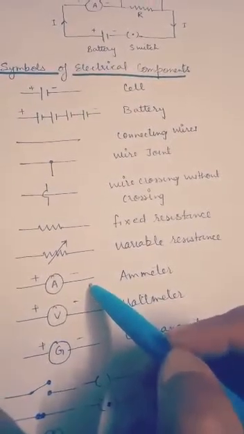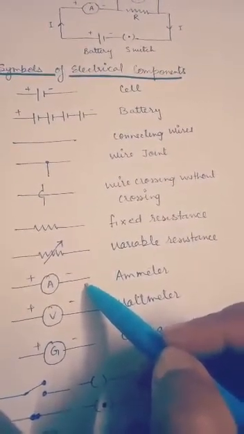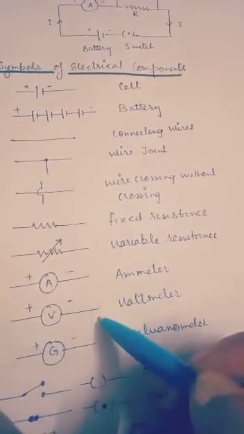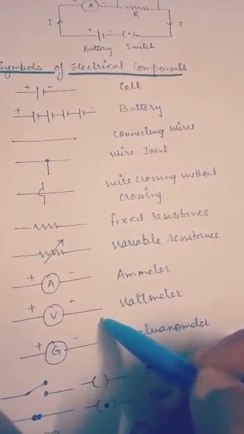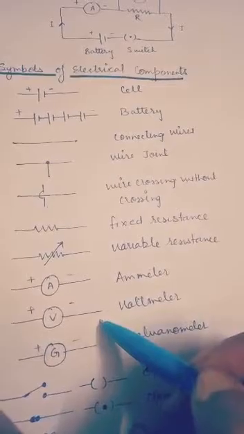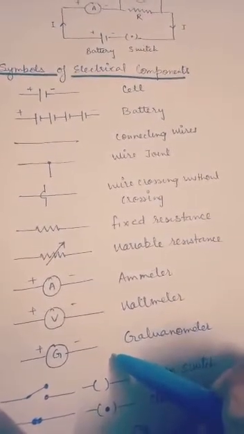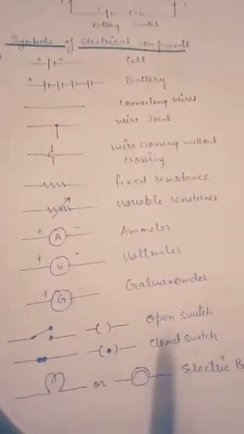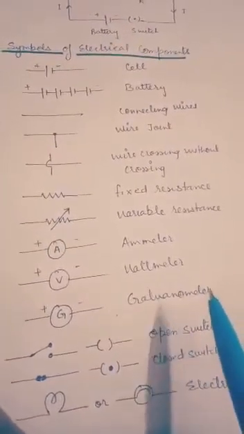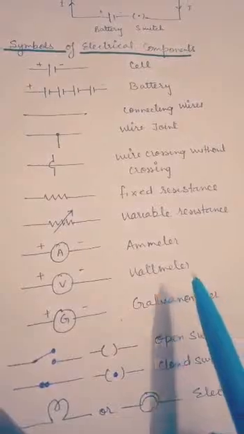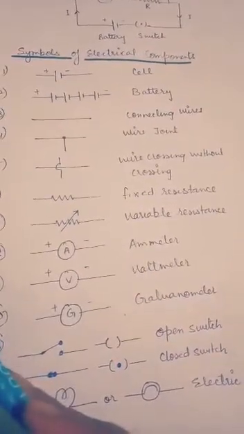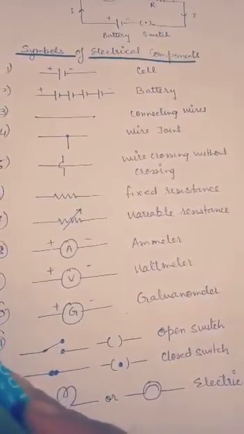Then ammeter. Ammeter is used to measure the current. Voltmeter, it is an instrument used to measure the voltage of the circuit. Galvanometer, it is an instrument which is used to detect the current, not measure the current, detect the current. Ammeter is used to measure the current. Galvanometer is used to detect the current.